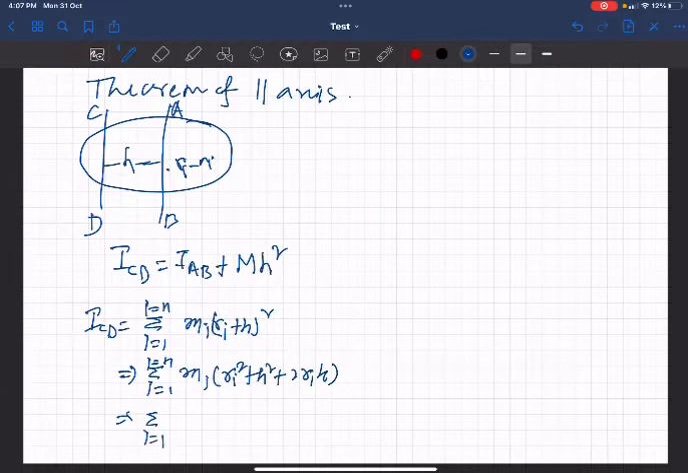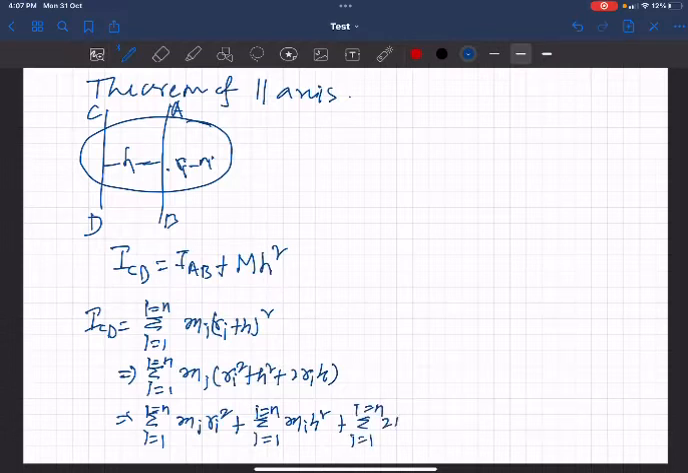Now we'll expand it out. This is sigma i equal to 1 to i equal to n, Mi into Ri square. Plus sigma i equal to 1 to i equal to n, Mi into h square. And plus sigma i equal to 1 to i equal to n, 2 Mi into Ri into h.